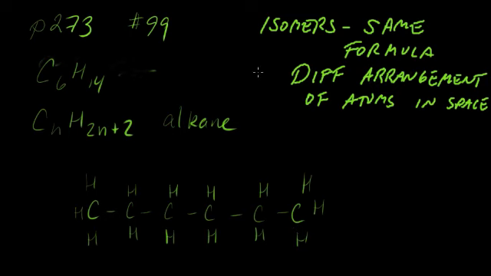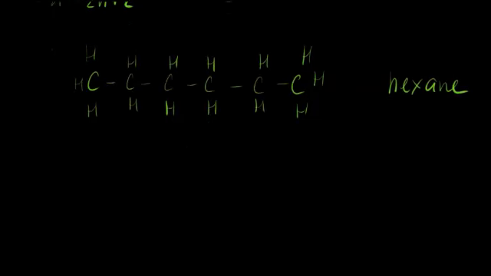Now, this would be the simplest of the isomers because this is C6H14. We have 6 carbons in a row, straight line. That would be hex for 6, all single bonds, ane. And this isomer of C6H14 would be known as hexane. Okay, let's take a look at others.